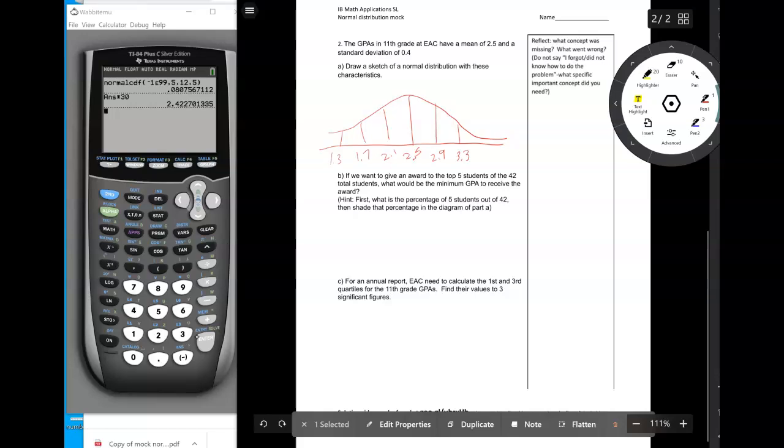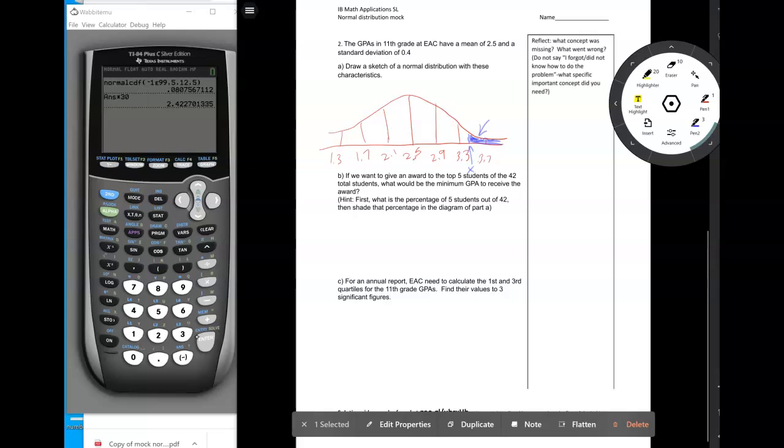This will be 1.3. This will be 3.7. Okay. If we want to give an award to the top 5 students of the 42 total students, what would be the minimum GPA to receive the award? Okay, so top 5 students, that would be the people over here, right? And we don't know the GPA, so we don't know this X value here, but we would like the minimum GPA to get in this elite group. But we do know this area here is related to 5 students among the 42 students.